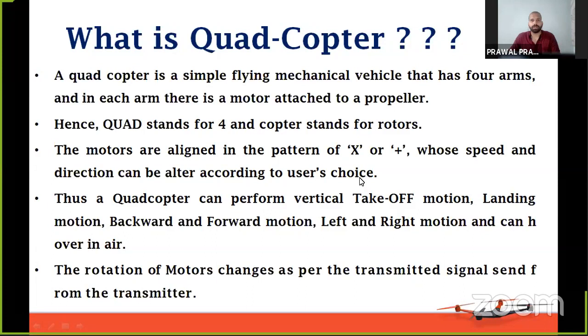A quadcopter: we know from the word quad, four, and copter means the rotor and the propellers. So there are four rotors and four propellers. It can be in an X formation, or in a plus formation. Two formations are possible, X and plus.